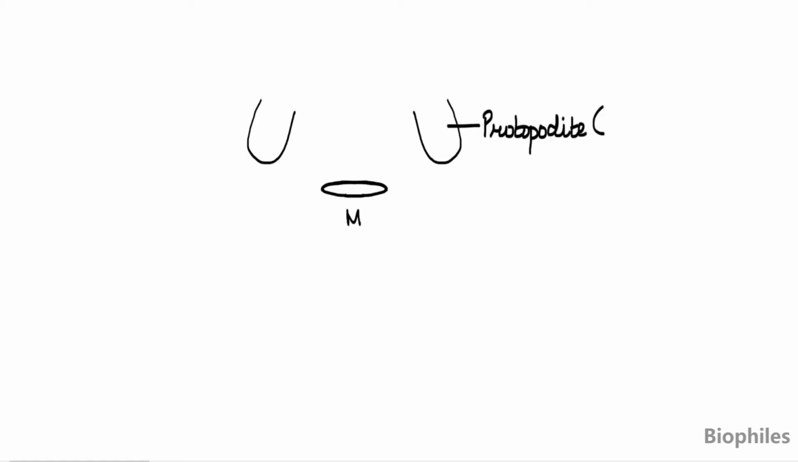So if this is the mouth, the part from which the other two parts will arise will be called Protopodite. This is the basal part. Now this Protopodite can further have segmentation, and these segmentations are called cardo and stipes.